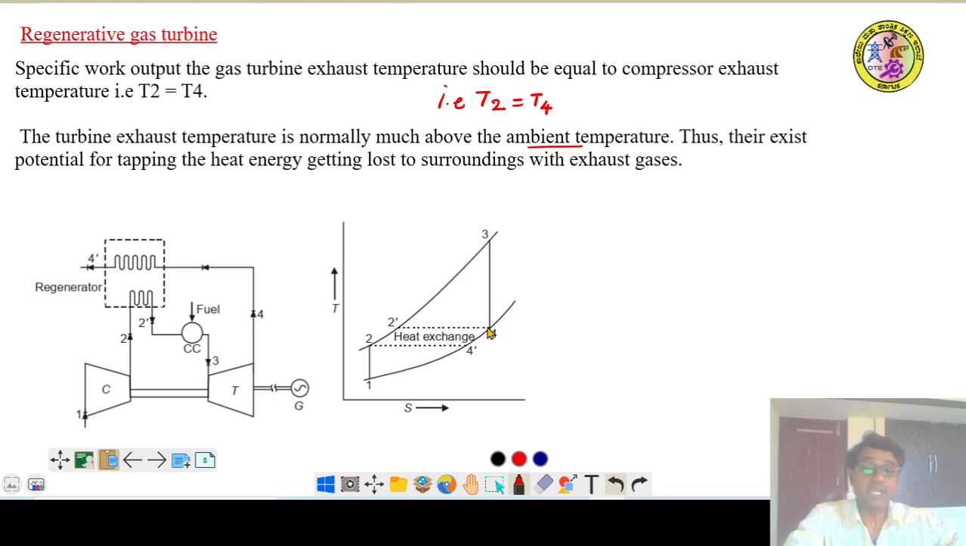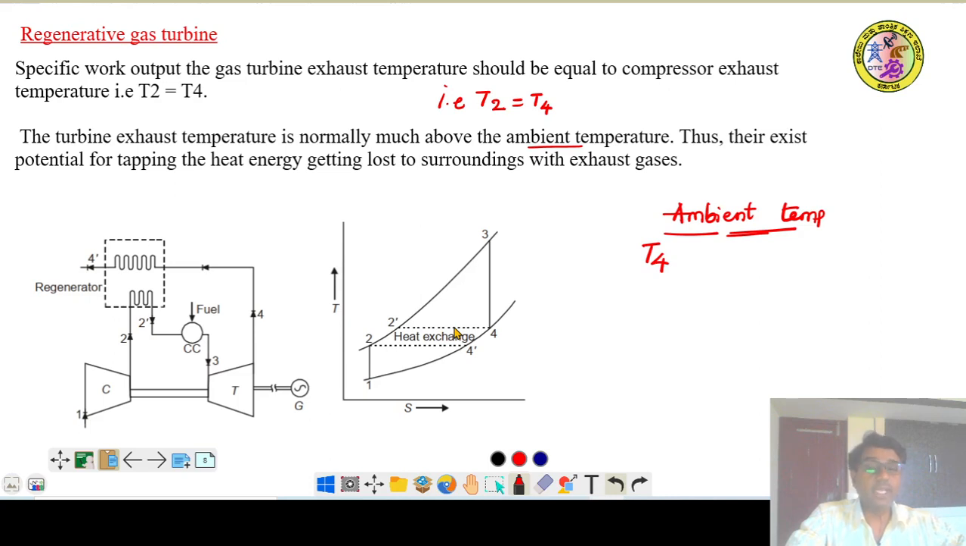Turbine alli expansion agta ide, expansion aadmele 4 bandaga, generally it is escaped to the atmosphere. Now release madbekadre, ambient temperature tomandu navu release madbeku, we should expand until we reach ambient temperature. If we expand till then, we will get the full amount of work extraction, but usually the exhaust T4 does not reach ambient temperature. It is still higher than ambient temperature, so a large amount of heat is going to be wasted.